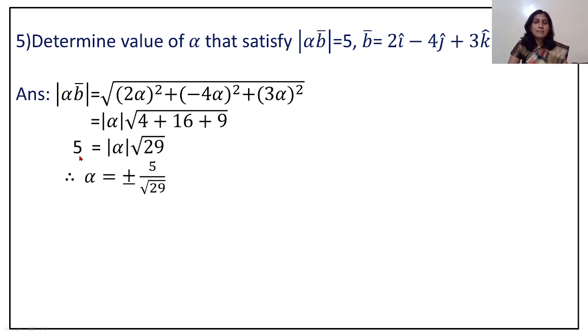So we divide by root 29. Alpha is equal to plus or minus, since we don't know its sign, so we write plus or minus 5 upon root of 29. This is a very important example.